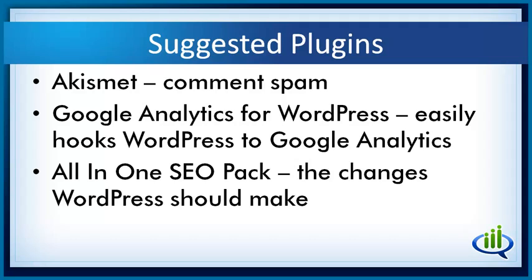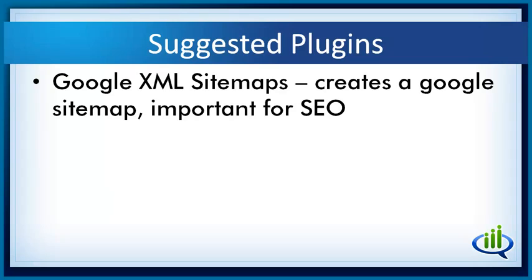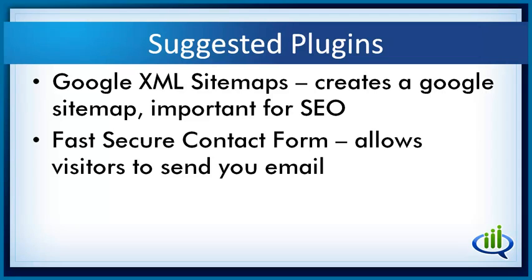The all-in-one SEO pack. These are the changes WordPress should make so that everything works well from an SEO standpoint. I haven't figured out yet why they don't just make these changes, but this one actually is a must. You should definitely get the all-in-one SEO pack. Google XML sitemaps. I'm not going to explain this a lot here, but you need a plugin that creates a Google sitemap. It's important for your SEO, and so I strongly suggest that you install this or a different plugin that will create a Google XML sitemap.